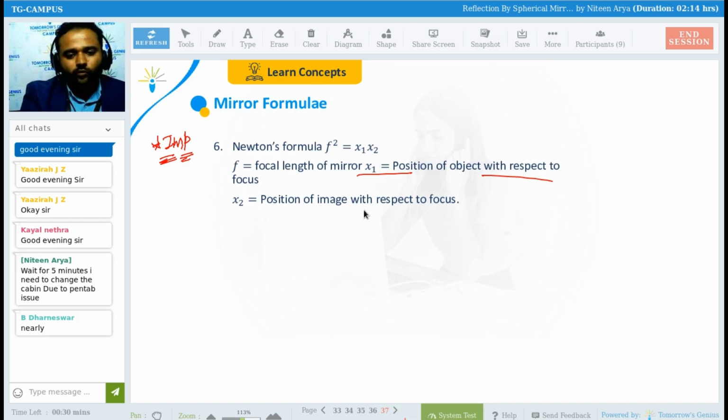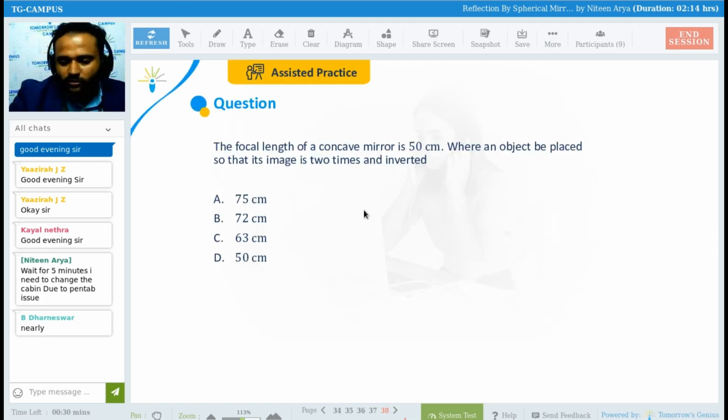Clear? Moving ahead, this is your question. Do that. Now the theory part we already done in this. Just this CAS assisted practice and this self practice is needed to be done. So complete it.